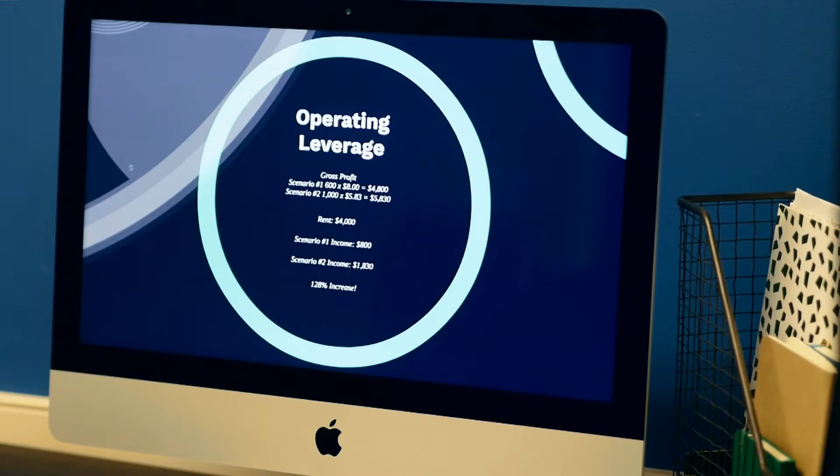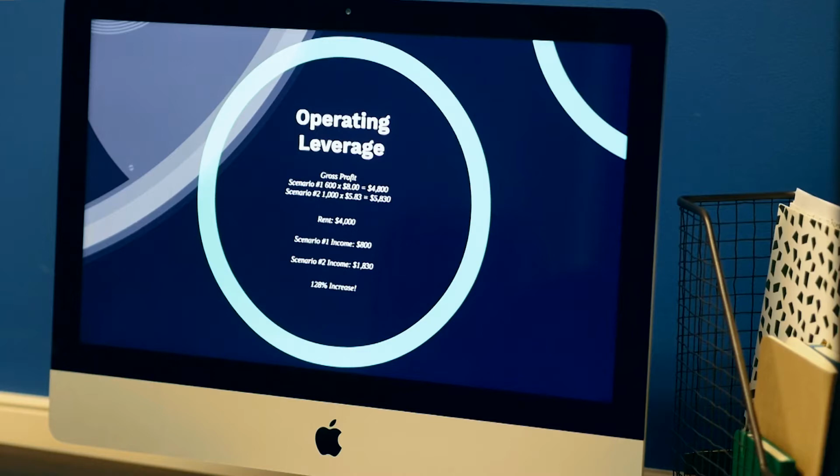So we'll take two examples. Imagine you were selling 1,000 burritos at a $5.83 profit. That is much more profitable than selling 600 burritos at an $8 profit. The first scenario would generate around $5,830 in gross profits, where the second scenario is $4,800.